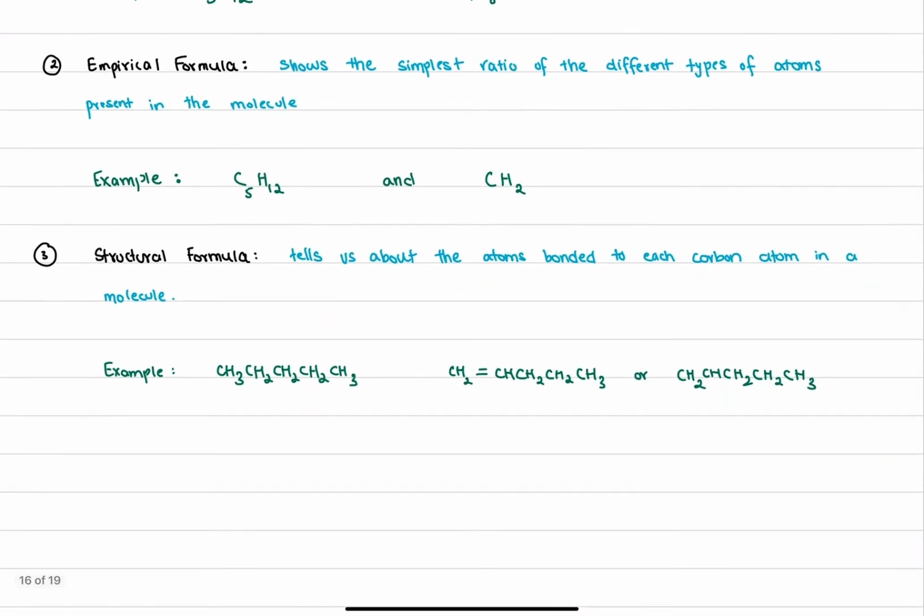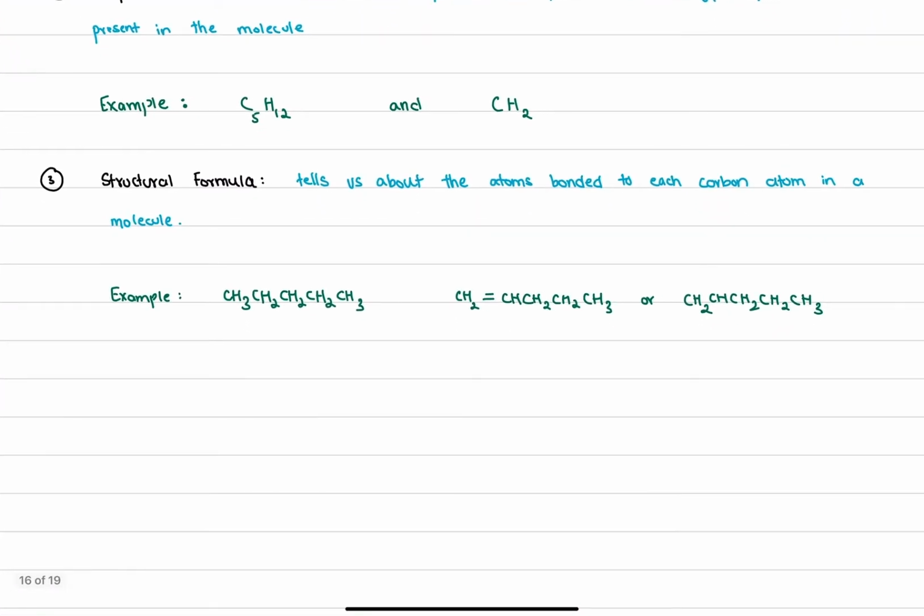Okay, let's now move on and talk about the structural formula. The structural formula tells us about the atoms which are bonded to each carbon atom. Very important statement, each carbon atom in a molecule. Because organic is all about carbon and its molecules, we are going to give special preference to each carbon atom and see what atoms are attached to each carbon. So for example, in the case of pentane, you can see that this is the structural formula. In this case, you have clearly written out what is attached with each carbon.